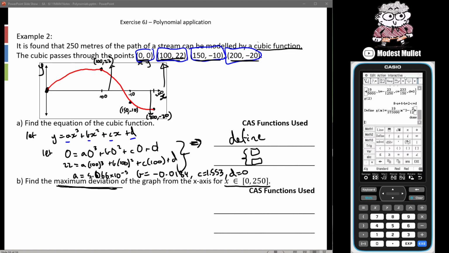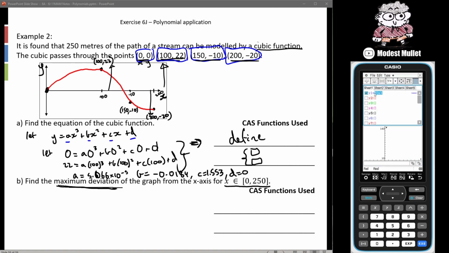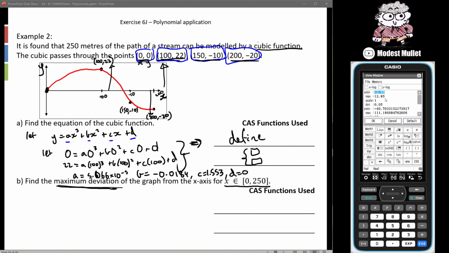And to find the maximum deviation, we're going to go back to our graph, Y1, and graph G of X. Hit the graph button, and it's going to start graphing. Now again, our zoom is not useful, so let's go to our zoom window and think about what ranges we need. What's the domain and range that we need? Well, I always leave in a little bit of negative, even though we don't need it for this.